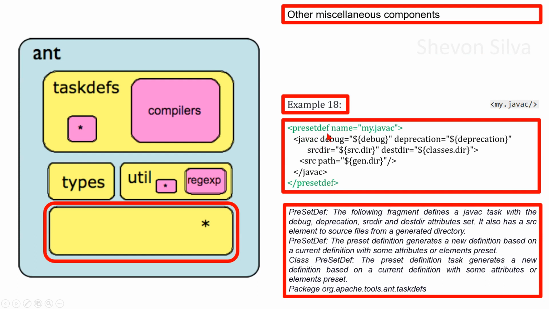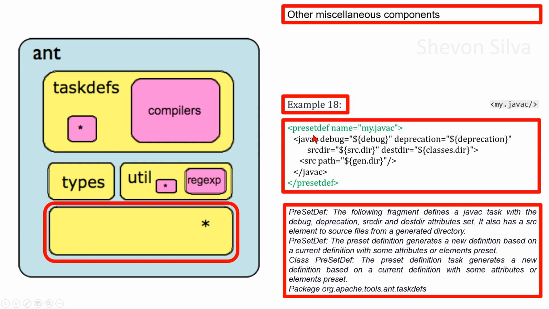Now we are considering presetdef. The following fragment defines a javac task with the debug, deprecation, srcdir, and destdir attributes set. It also has a src element to source files from the generated directory.